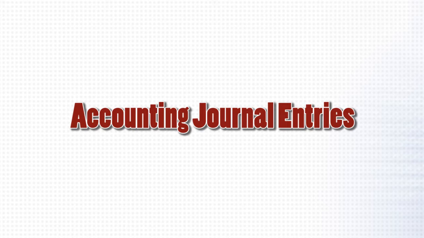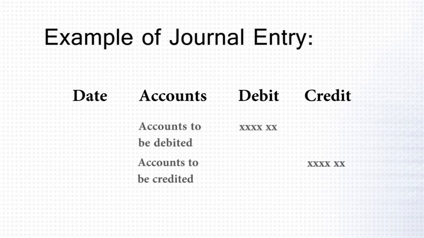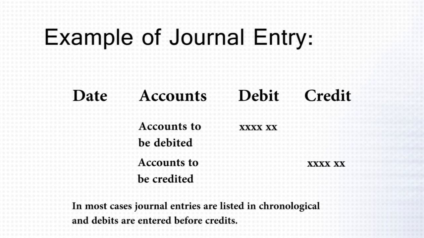Today I shall be analysing what a journal entry is, breaking down the small aspects while providing examples to help reinforce the information. A journal entry is a chronological list of firms' transactions, including the amounts and the accounts that are affected. Here's an example of a basic journal entry, with the four headings: date, accounts, debit, and credit. In most cases, journal entries are listed in chronological order, and debits are entered before credits.